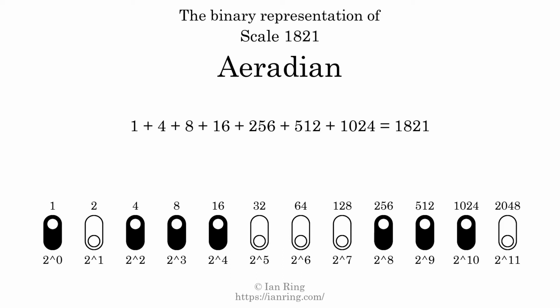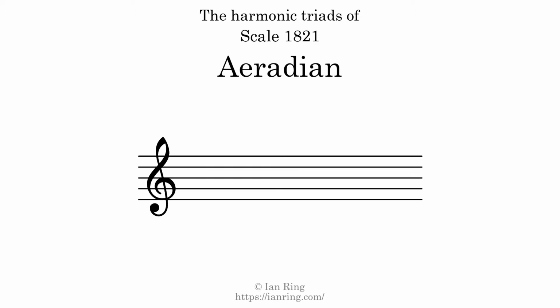That is why the scale number, in decimal, is 1821. The scale number not only enumerates the scale with a unique index, but it also literally describes the tonal content of the scale. Represented as a binary number in base 2, the scale number is 0111000111101.